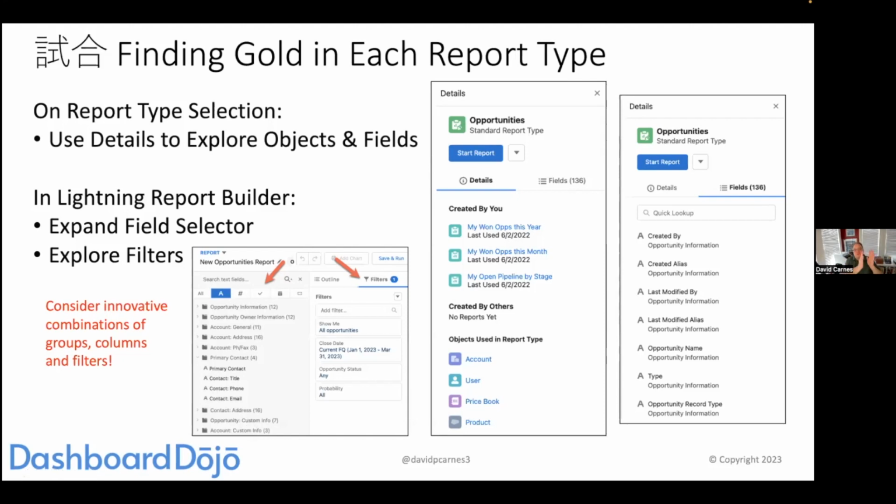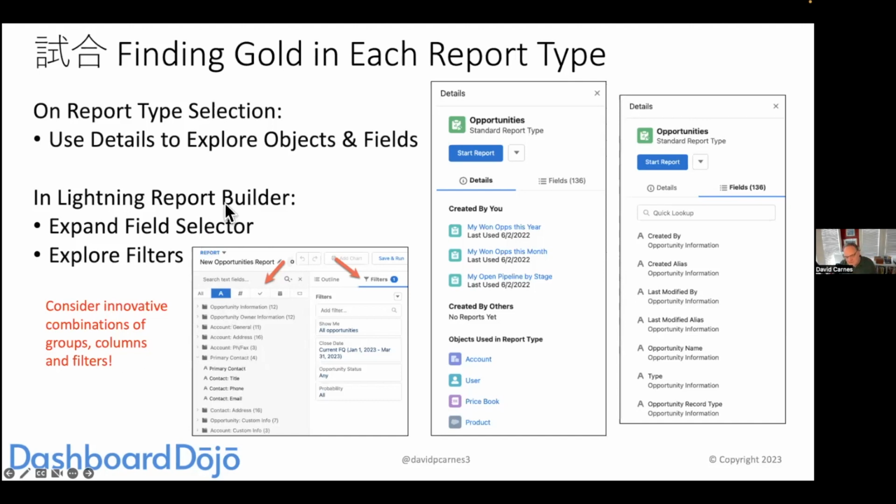You could use those fields as columns, for groups, and for filters. I'm mentioning those three things for a purpose, because some of the really cool things you can do with reporting involve these special fields, using them in groups and in filters to really get at what you're trying to show on the report. So let's put a placeholder on that and we'll circle back. Again, just to reiterate, consider innovative combinations of groups, columns, and filters using these special fields.